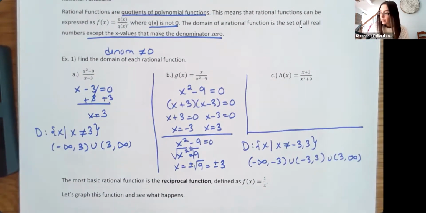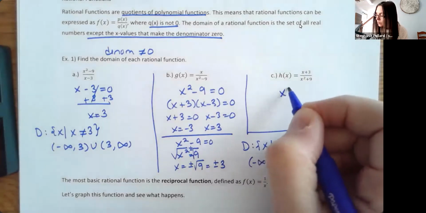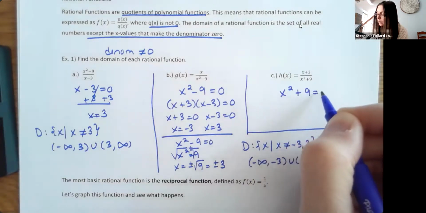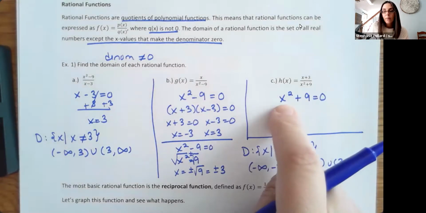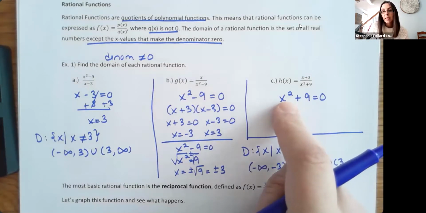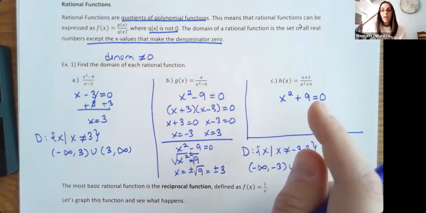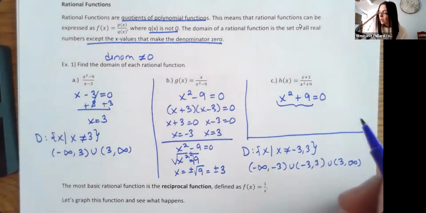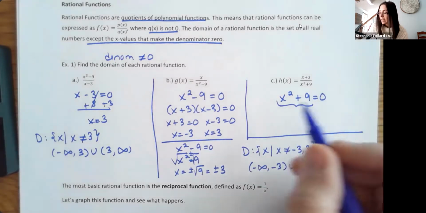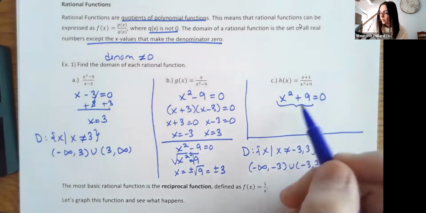All right, so we have one more example here. For this one, again, we're looking for where the denominator equals 0. And I want you to notice something. If you think about it, x squared values are always going to be either 0 or positive. They're never going to be negative. When you square something, you cancel that negative out. So this value here is never going to end up being equal to 0. It's always going to be positive.